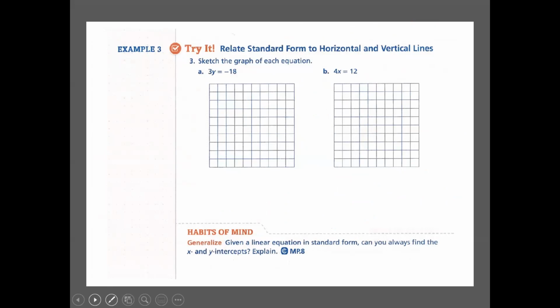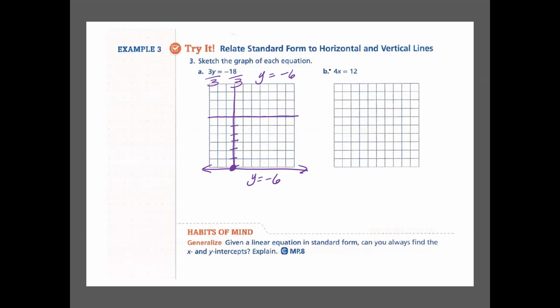For number 3, if you take a look at A, you have 3y equals negative 18. So if I divide by 3 on both sides, y is going to equal negative 6. So if I were to graph this, I would have to move this up a little bit. There we go. Yeah, this is my grid. Y equals negative 6 means I'm going to go down 1, 2, 3, 4, 5, 6. Put the dot right there, draw my line. This is going to be my graph.